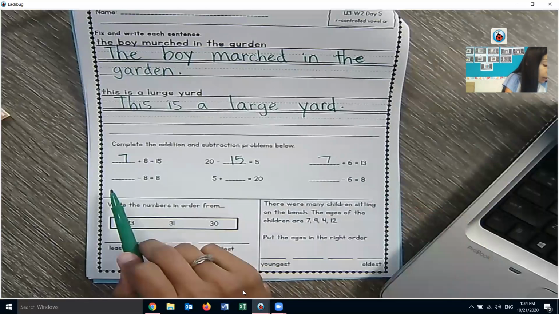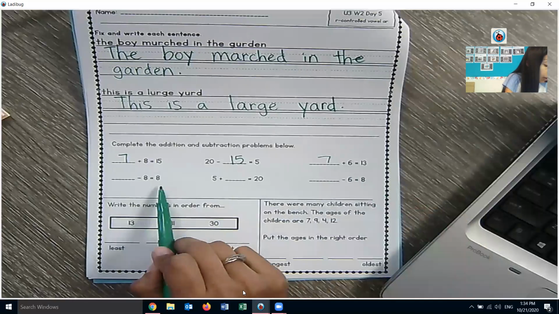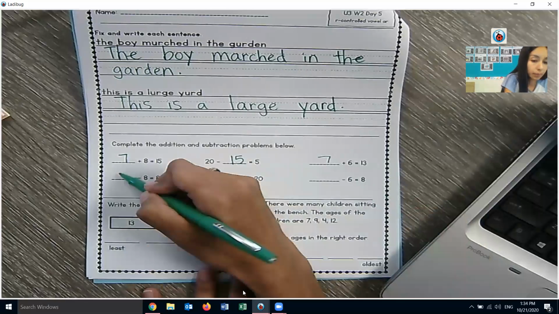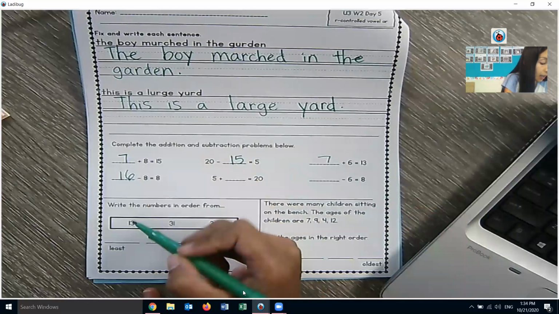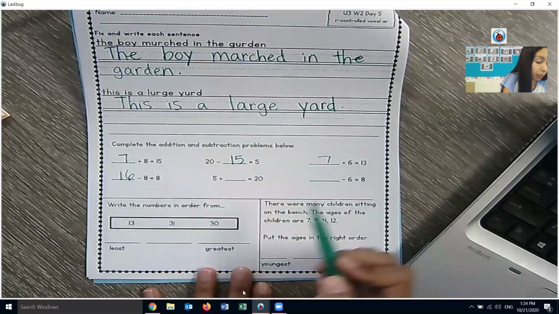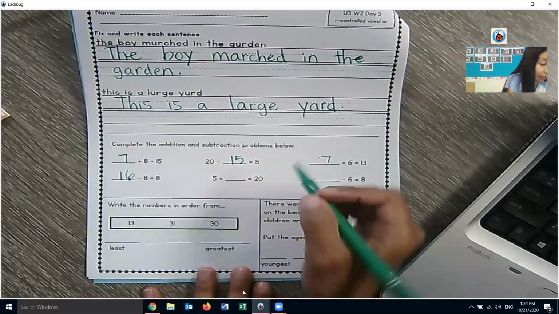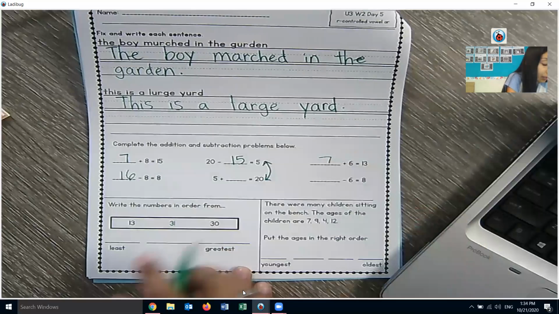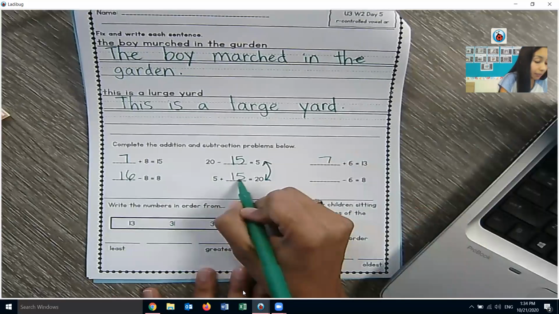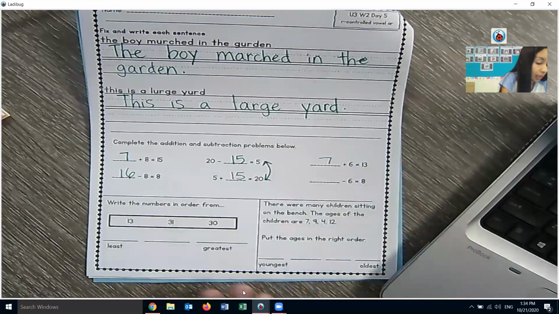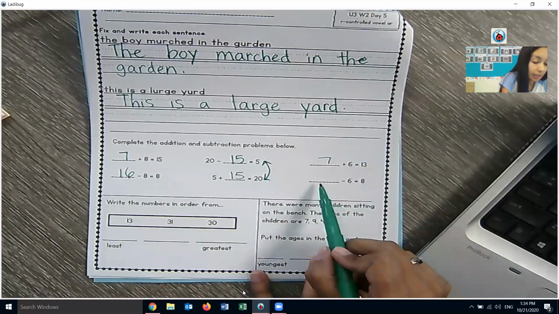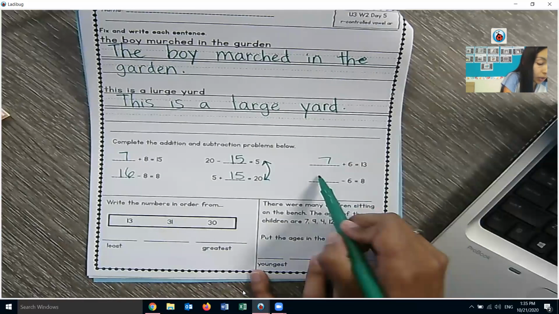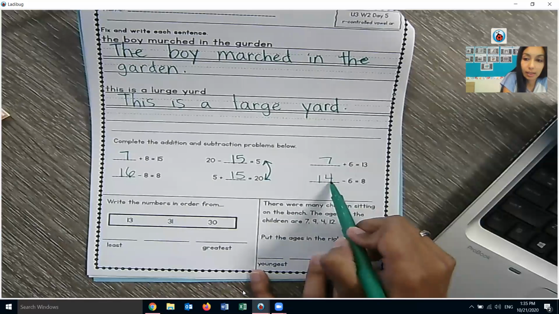Something minus 8 equals 8. If I go 8 plus 8, that's 16, or doubles. 16 minus 8 is 8. 5 plus something is 20. This is a fact family to this problem. 5 plus 15 is 20. And then here we have something minus 6 is 8. If I go 6 plus 8, that's 14. So 14 minus 6 is 8.